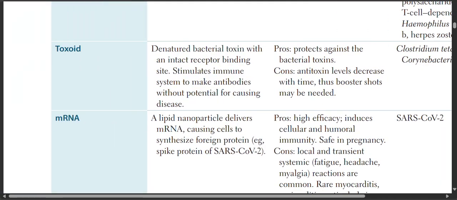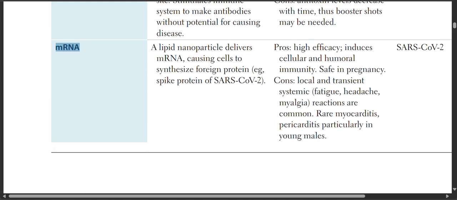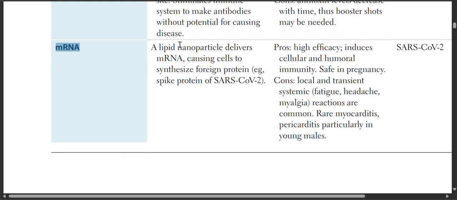So next we have these two. We have toxoid and then we have mRNA. Now these are pretty much as the name says. If you take a denatured or killed or weaker form of a bacterial toxin, that's called a toxoid vaccine. And if you take an mRNA from a virus or a bacteria, that will be an mRNA vaccination. And the vaccination that a lot of us took in the last few years was the mRNA vaccine for the COVID-19 infection.